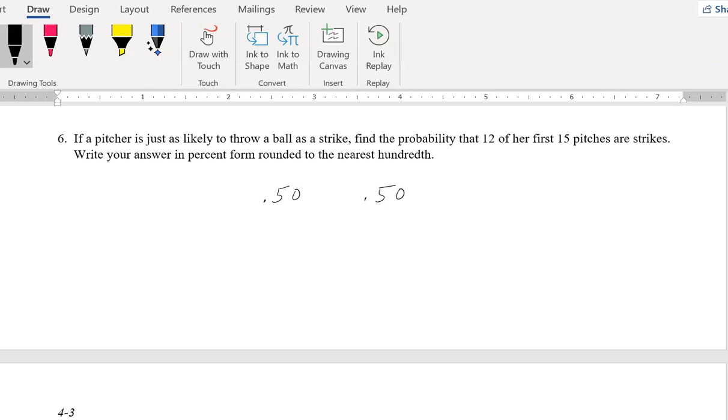So we're supposed to find the probability that 12 of her first 15 pitches are strikes. So I'm just going to call this strikes, and I'm going to raise it to the 12th power. That's what the problem wants to know. If 12 are strikes, just raise that strikes percentage to the 12th. And if she threw 15 pitches, 12 were strikes, that means 3 had to be balls. All these are being multiplied together. Again, just like we looked at in the previous problem with the binomial theorem, all this is multiplied together, and now we have to come up with a combination factor.